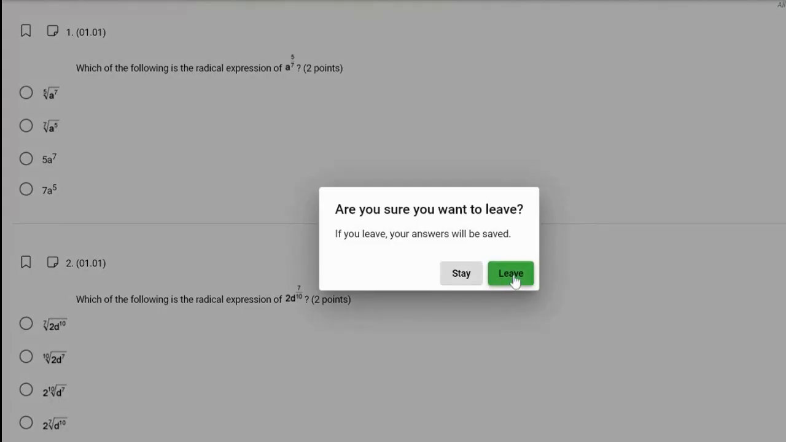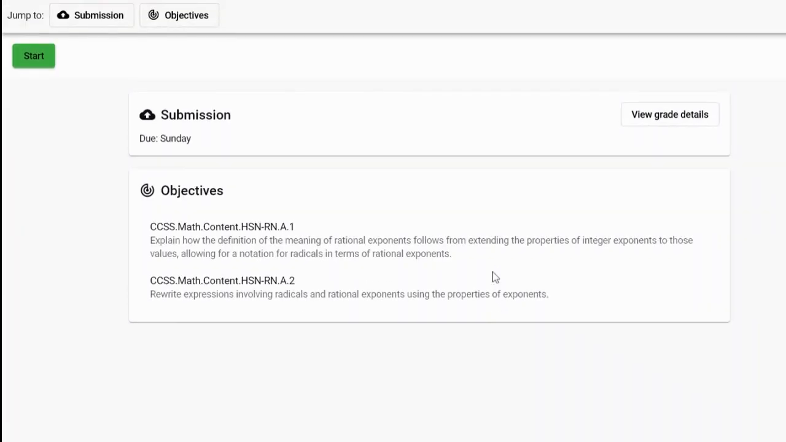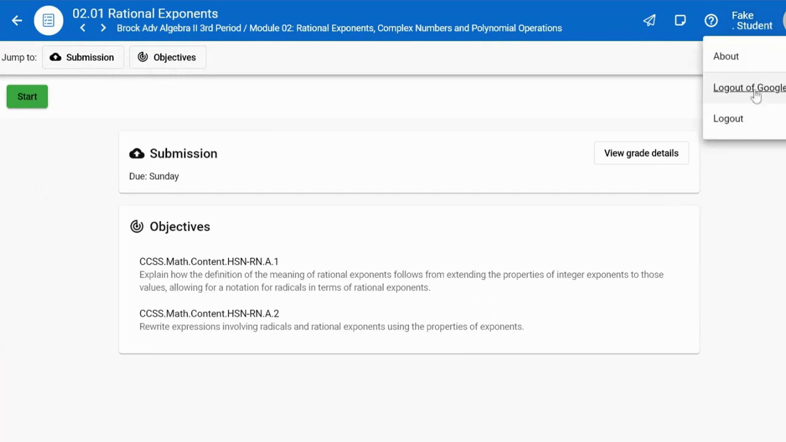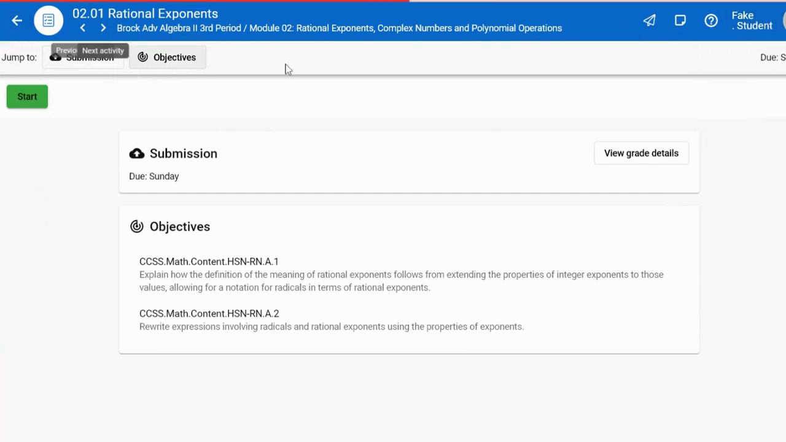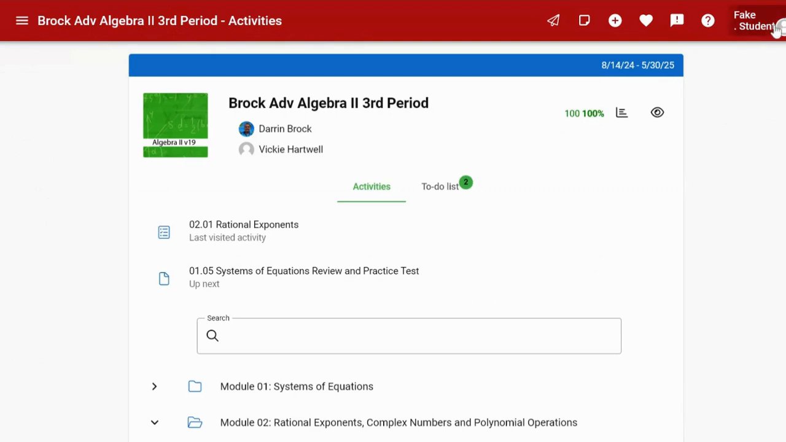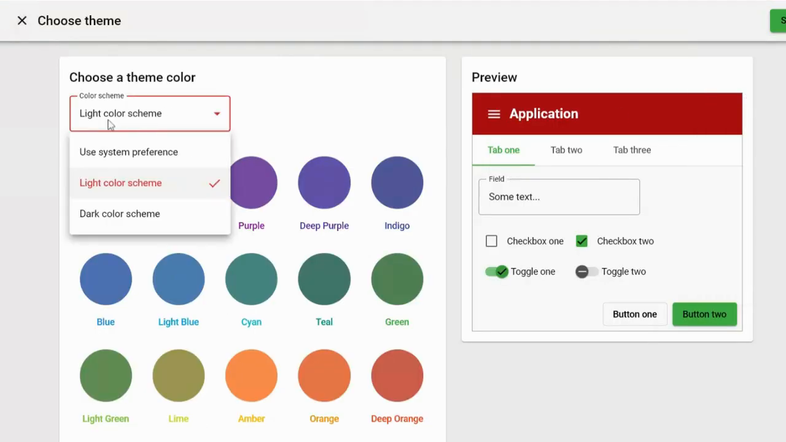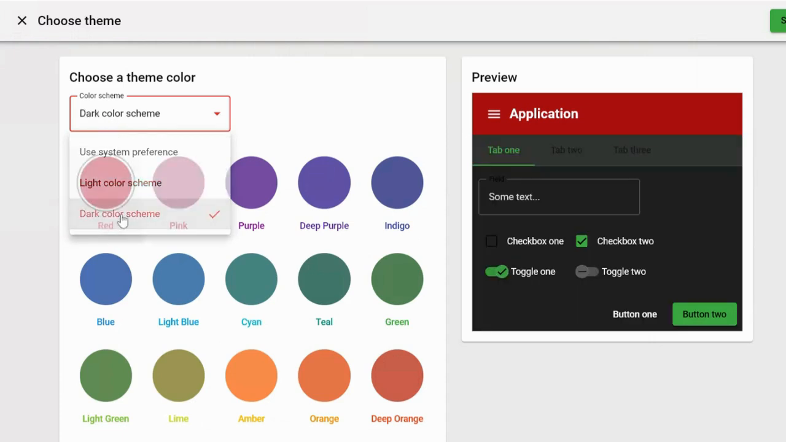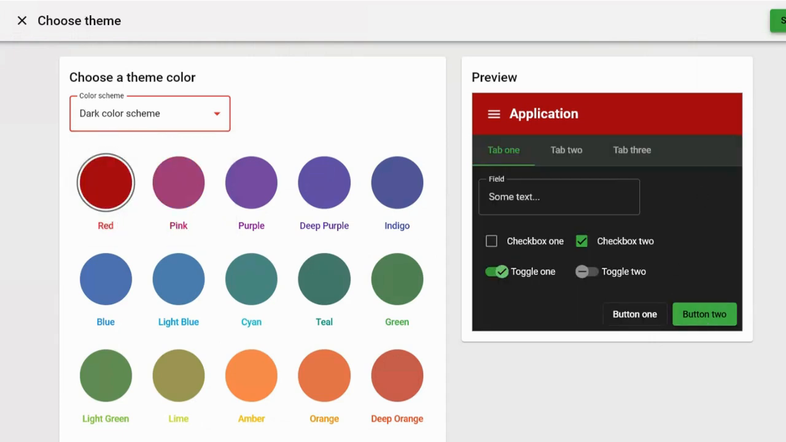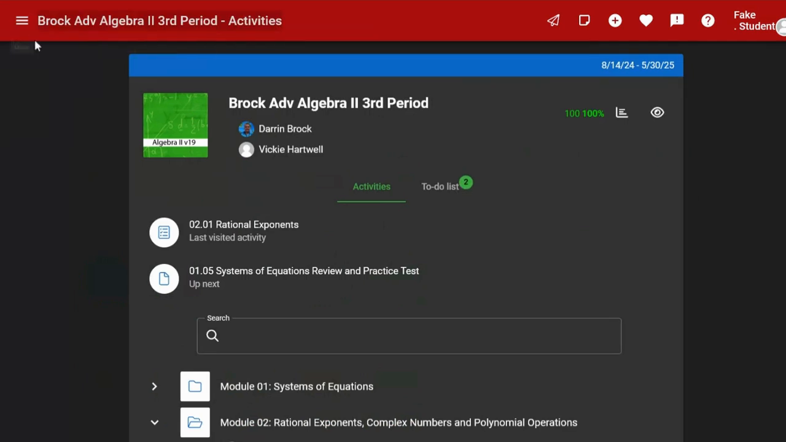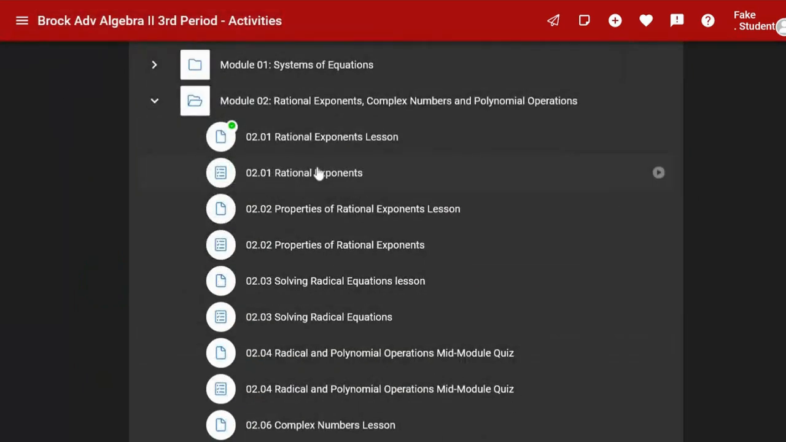If you have not changed your theme in Buzz, you are not going to be able to see these problems. When you click on your name up here, it's got choose theme, and that's where you make sure you're on light color scheme. If you're on dark color scheme, here I'm going to put it on dark color scheme and go back to this lesson just to see what this assignment looks like.